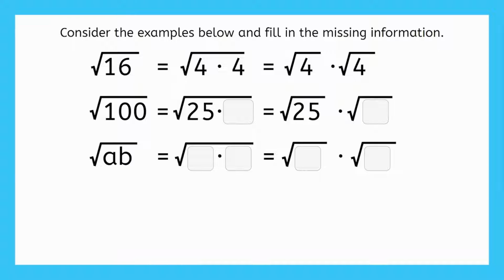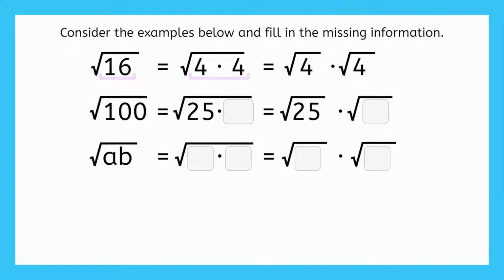Were you able to fill in the blanks? Starting with the first line, we have the square root of 16 equals the square root of 4 times 4. Do you have any idea where that 4 times 4 came from? Well, 4 times 4 equals 16, so it's just a factored version of the original radicand.